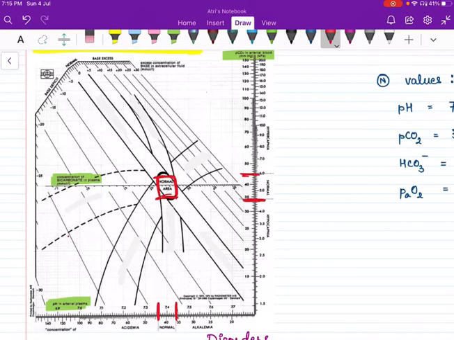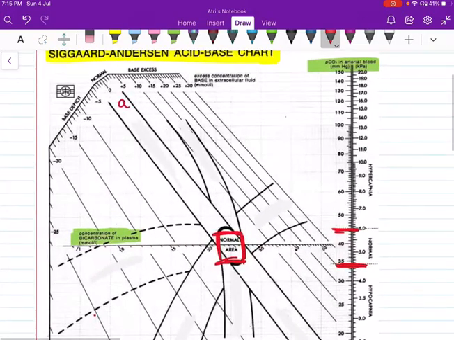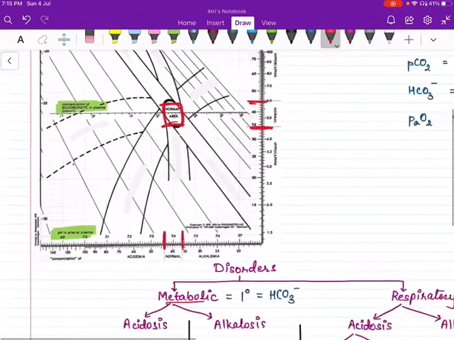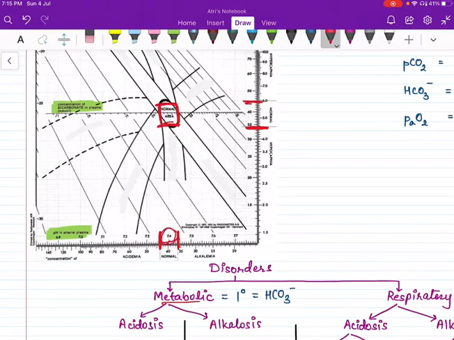So now let's take disorders one by one. One thing we have to remember here is that whenever we are tracing bicarbonate levels on this line, we have to follow these lines given here. Okay, we have to always trace parallel to these lines. Okay, so now let's take point A here. Now point A is definitely acidosis. Why? Because the pH is less than 7.4 here. This is 7.4 pH.